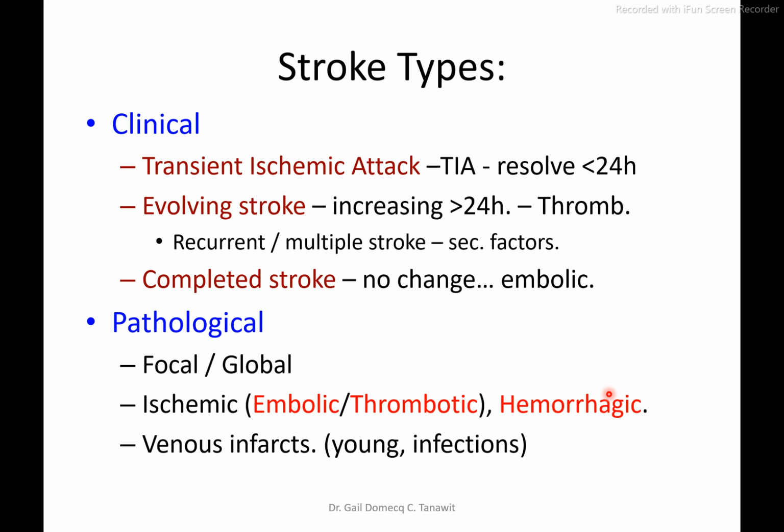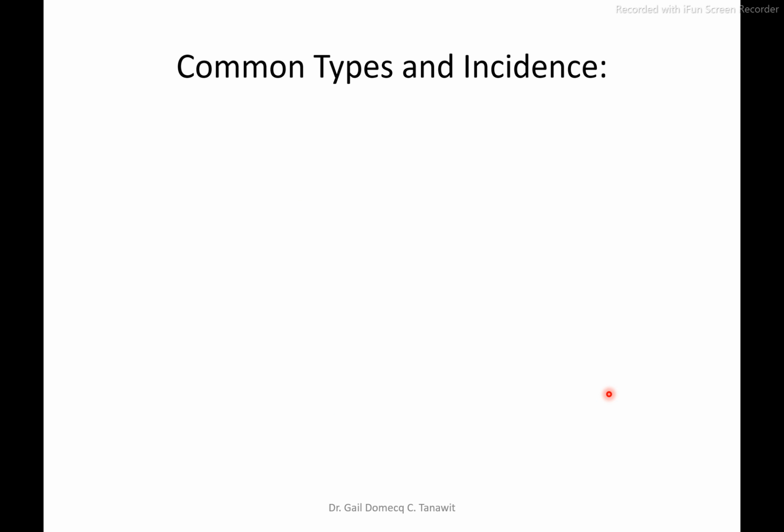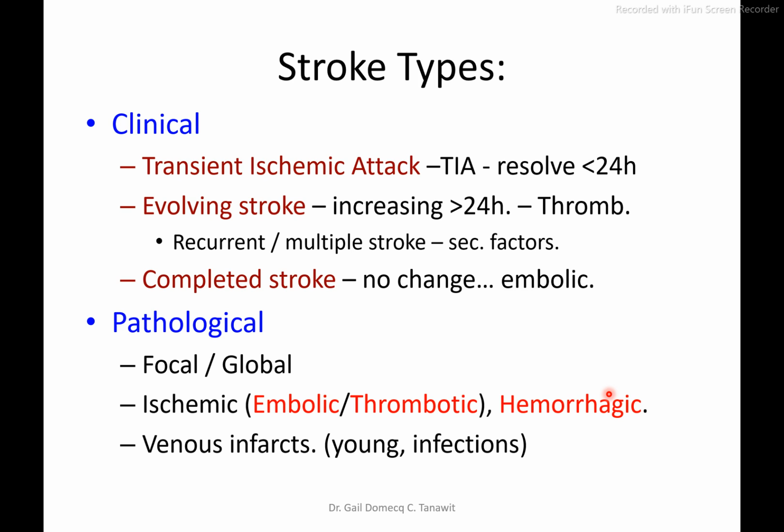For the pathological side, it can be focal, a limited area, or global. It can be ischemic versus hemorrhagic. For ischemic, may bara, may na-throw na thrombus, so mayroong emboli na napunta doon sa, depende, kunyari anterior communicating artery or so on, depende kung saan siya nagbara, or may sumabog, that would be your hemorrhagic. And venous infarcts, usually for young patients and secondary to infection.